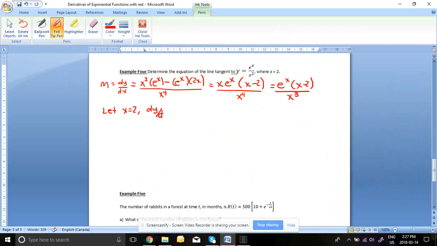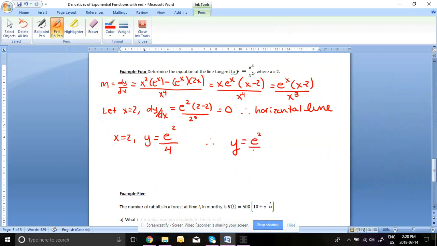All right, so now if we let x equals 2, then dy dx is equal to e squared, 2 minus 2 over 2 to the power 3. So this is just actually equal to 0. So therefore, this tangent is actually a horizontal line, which is no problem. It just means that the slope is 0. So therefore, we need to find out what is y at 2. So when x equals 2, y is equal to e squared divided by 4. So we're actually just going to leave that because it's an exact number. So this is the equation of the line because it's a horizontal tangent.